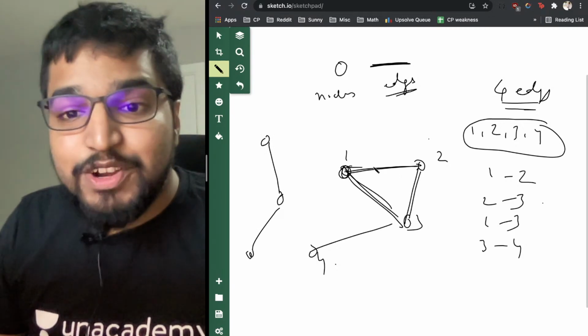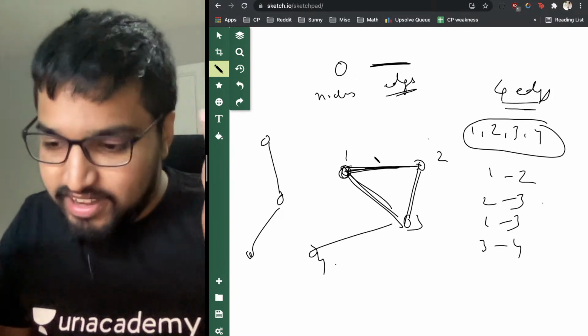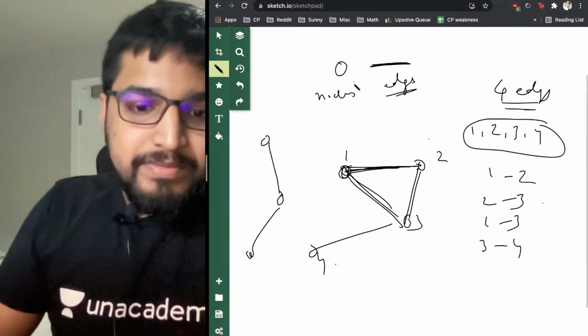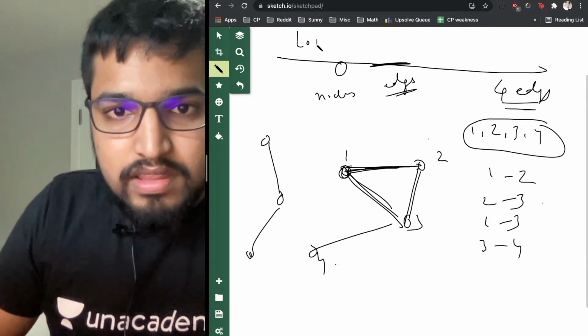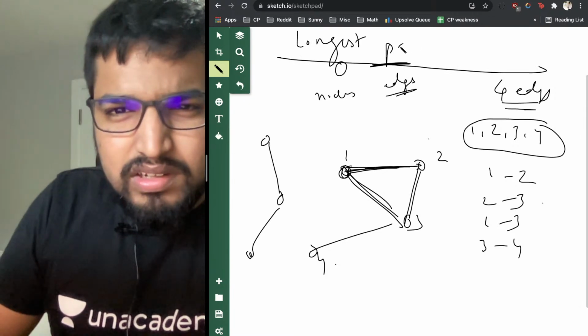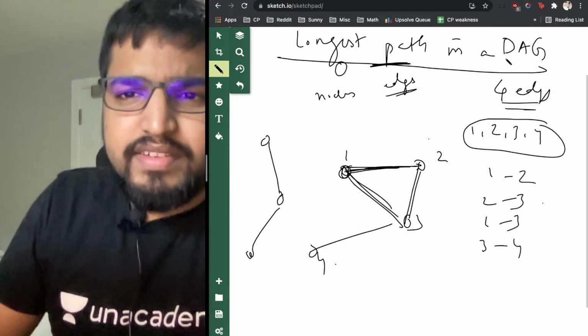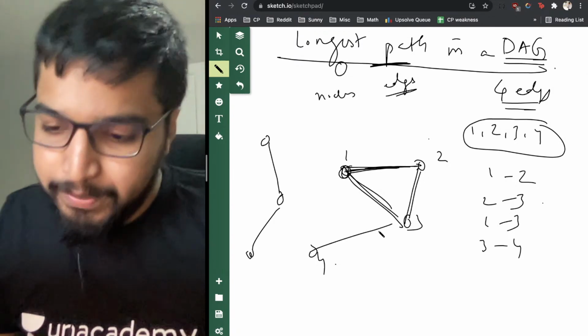This is a graph where edges are not directed. There is no arrow over here, like it's a bidirectional graph. So this is called a bidirectional graph. For those who just joined, this is the question: longest path in a DAG, longest path in a directed acyclic graph. But I'm just explaining what a graph is now for people who don't know.